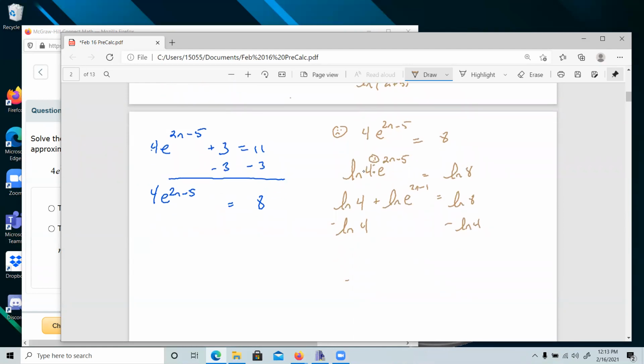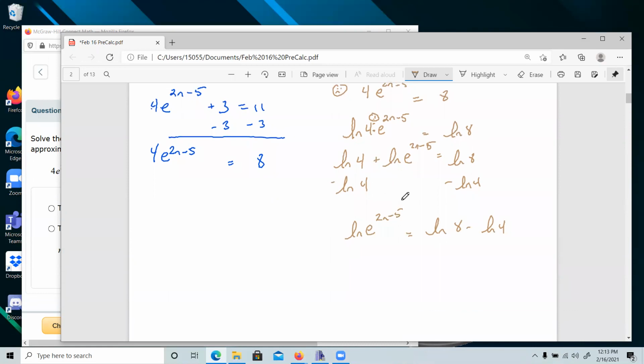Now we're going to pull this off to the other side. And now we have ln of e to the 2n minus 5, I don't know why that switched, and then we have natural log of 8 minus natural log of 4. Now, I haven't done anything wrong, but I have noticed in the past that this step here is often forgotten because students get really excited that they've done something correctly, and they want to pull this down to the side, and then it's not correct anymore.